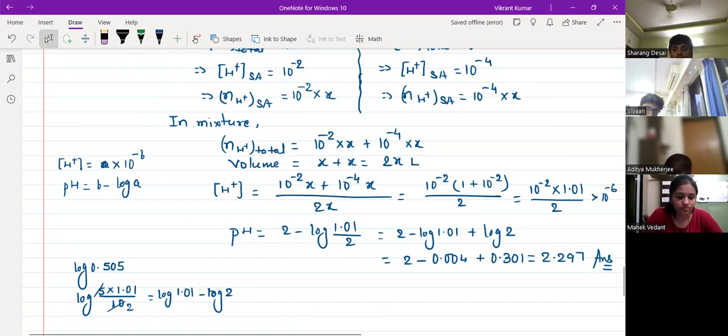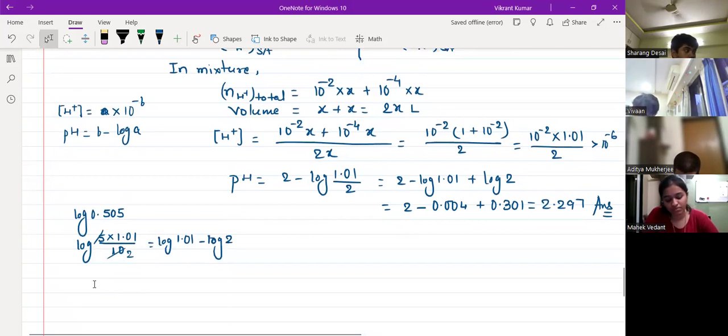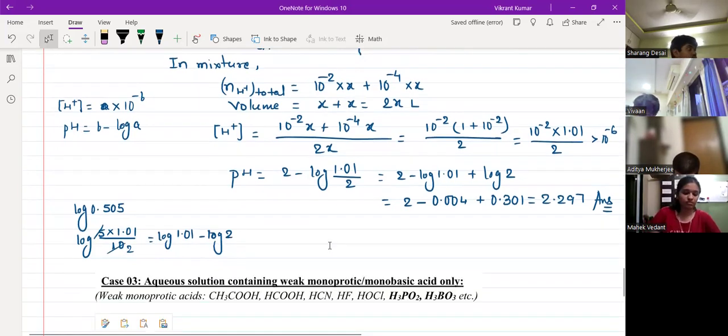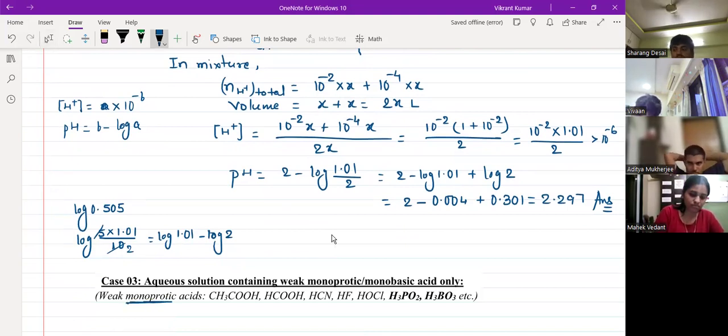Okay, so this much was about strong acid. I'll give you homework so that you can have practice over those questions. Let's go to the next case, which is case number 3, where we have got weak monoprotic acids. I'm not talking about weak polyprotic right now. I'm talking about only weak monoprotic.